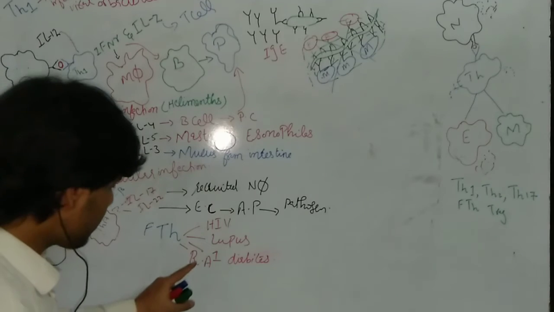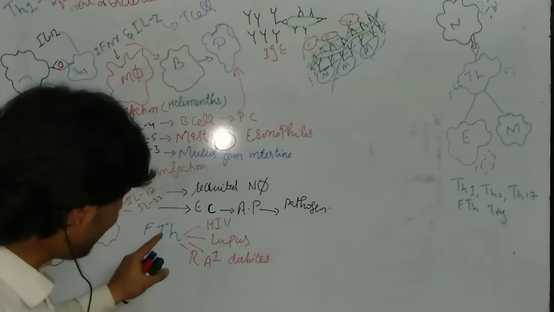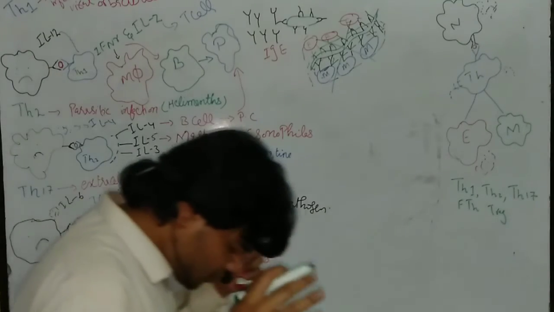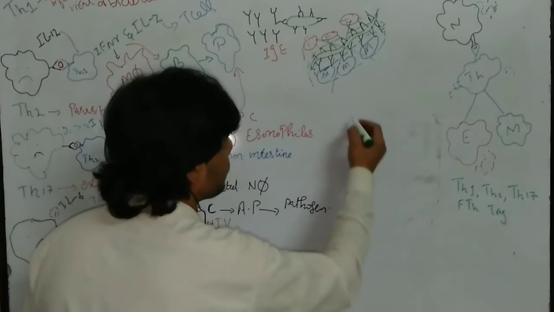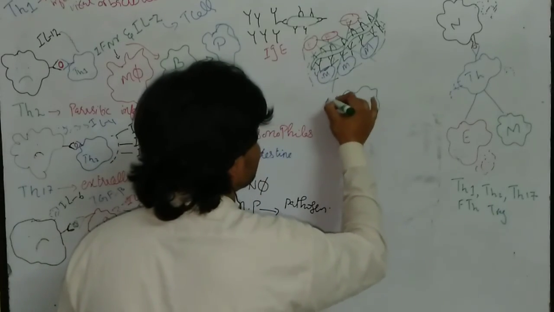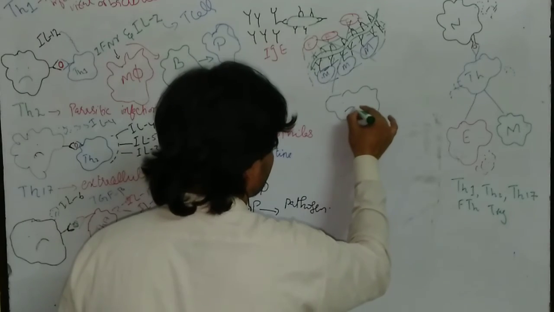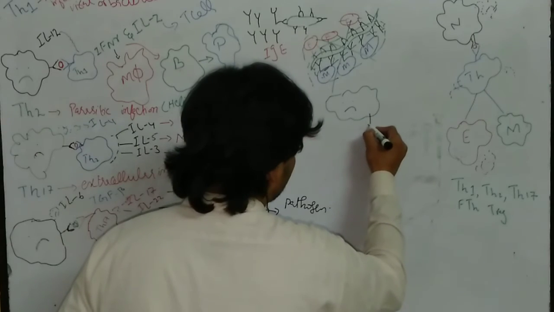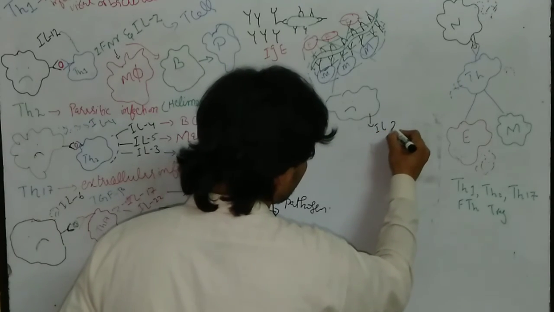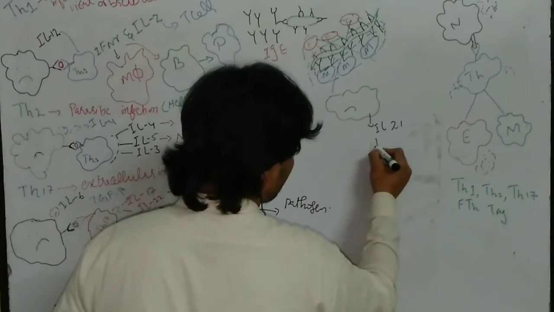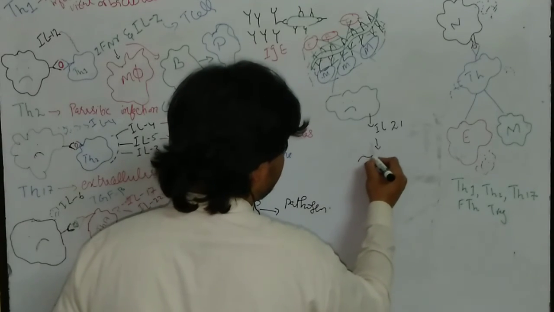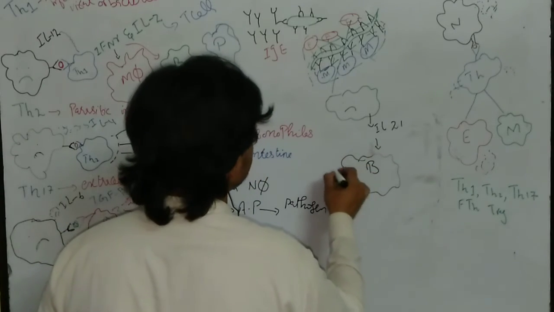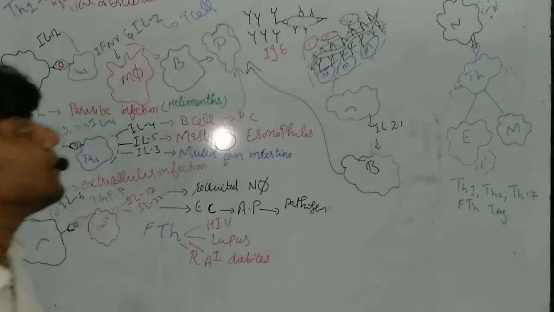What happened after that? Let's suppose the body got infected, or let's suppose the cell got infected. So once this cell got infected, after that they will secrete interleukin 21. This interleukin 21 will activate the B cell. After that, this B cell will be converted to plasma cell, and then they will secrete antibody.